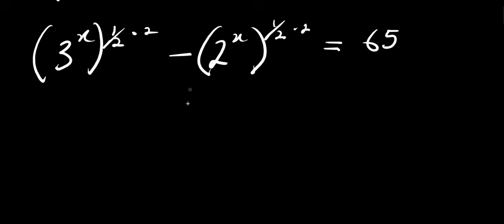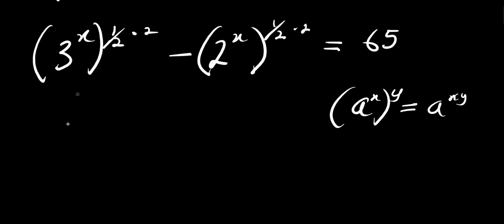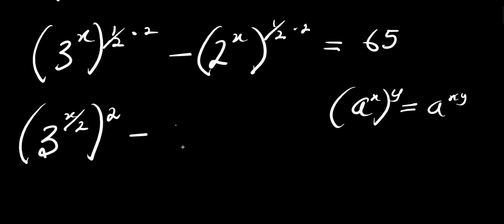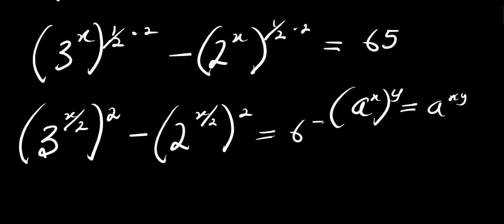So if you have a power x to the power of y, this equals a power x times y. So that means I'm going to have 3 power x over 2 to the power of 2 minus 2 power x over 2 to the power of 2 equals 65.